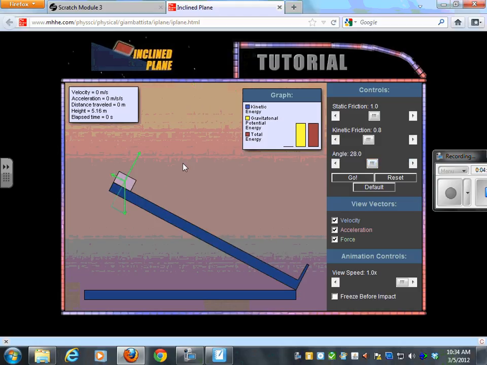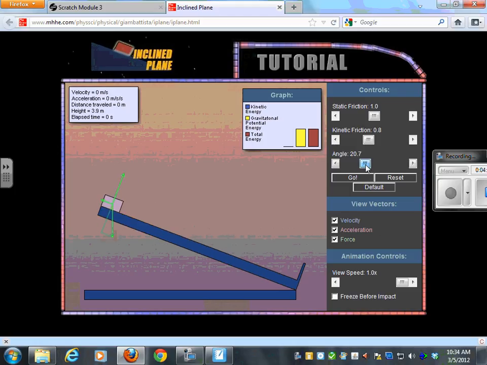Okay, so let's just watch here what happens. I'm going to set it to about 20 degrees or so, and I'm going to press go. How come it doesn't move? I've got too much friction, right? Let's pause that. Reset it. Let's move my static friction down a little bit. Still too much friction. There we go. Now you'll notice, what did you see?